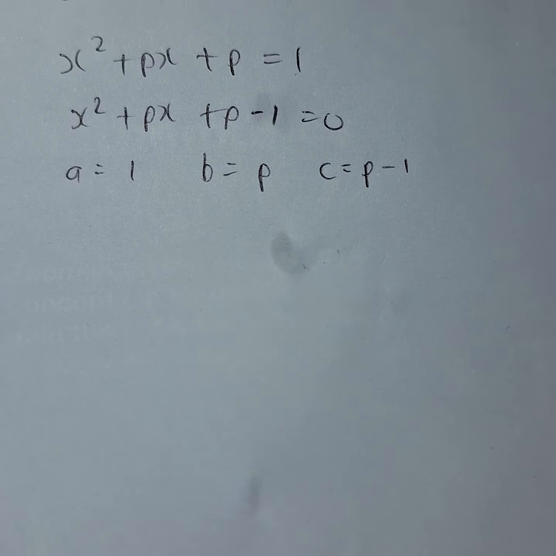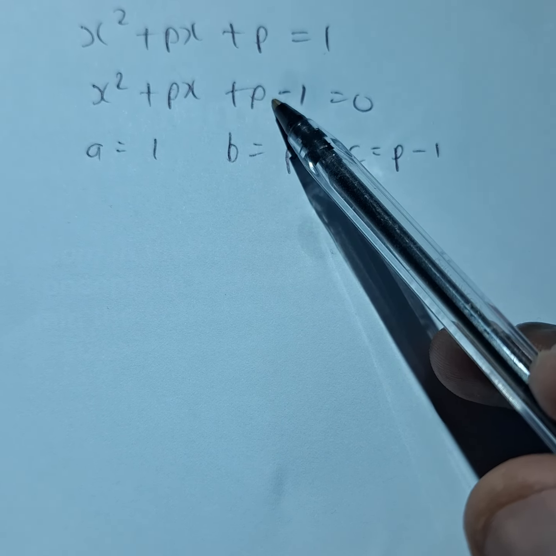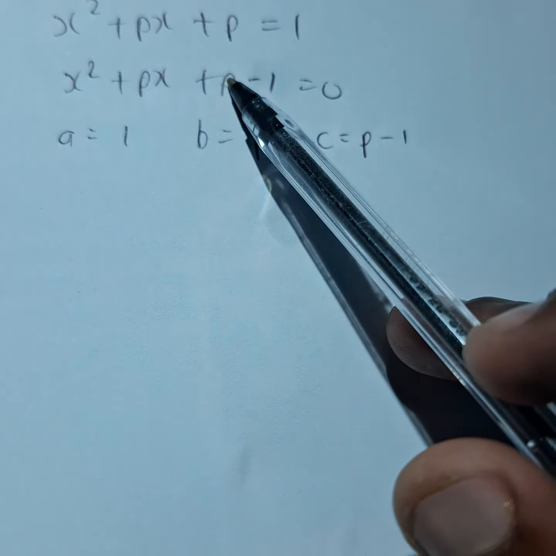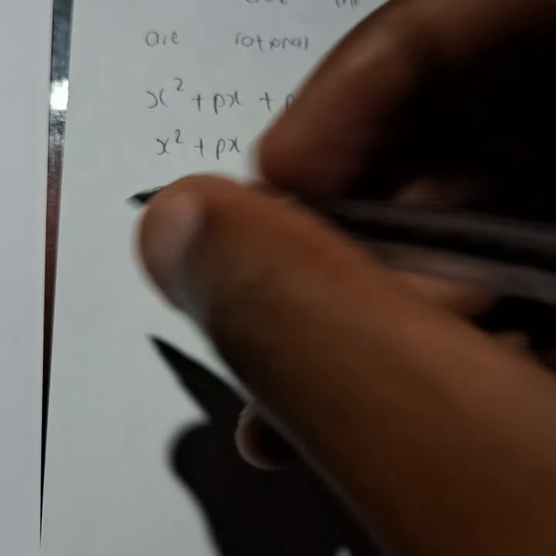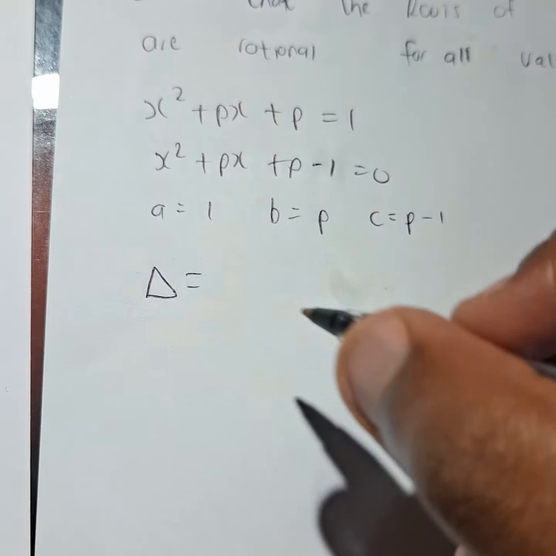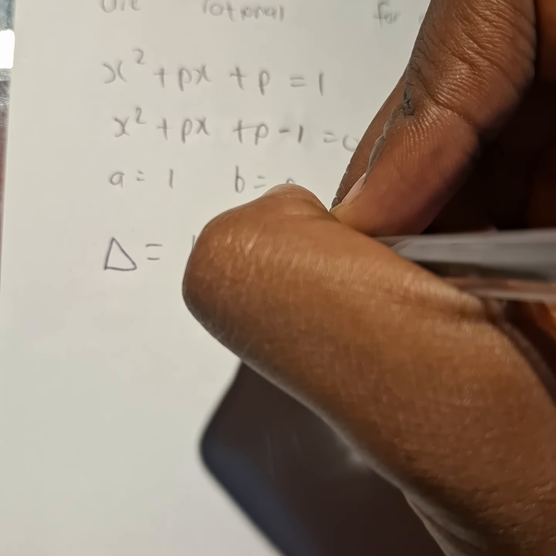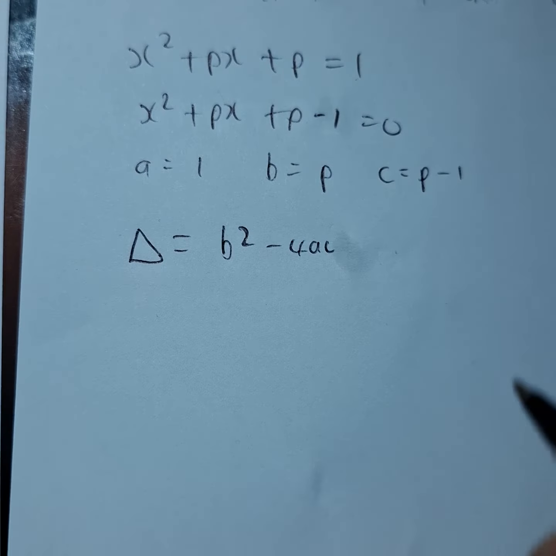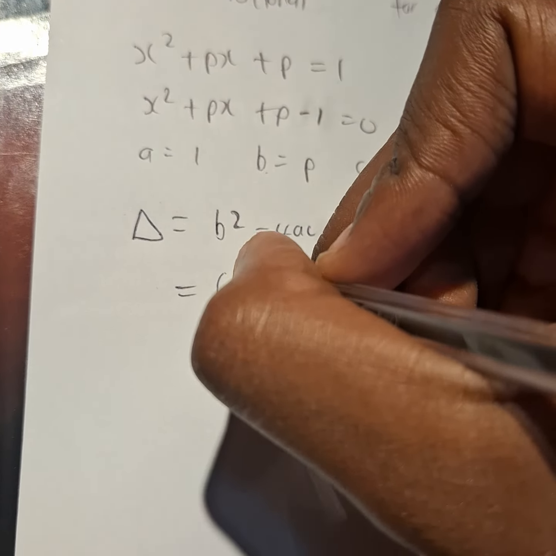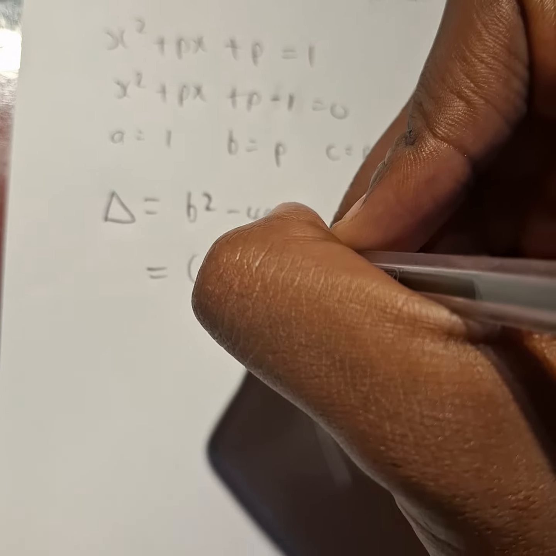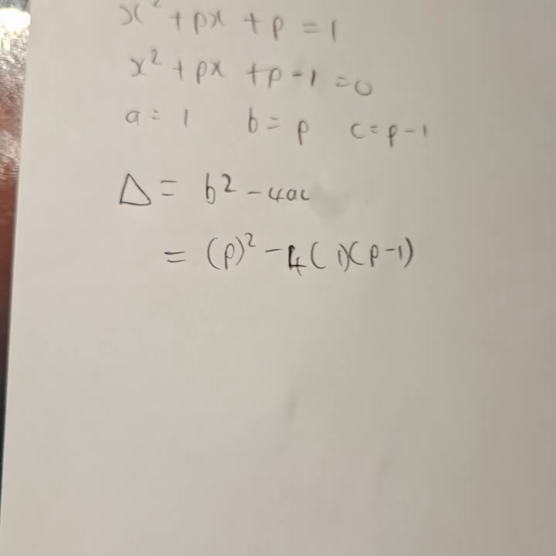Oftentimes we know that our constant is a numerical value, but in this case it is actually an expression with the other variable p, which we are supposed to find the value of. Then the step that follows is we need to write down delta is equal to b squared minus 4ac, which we refer to as the discriminant, equal to, now b, we substitute b is equal to p, so p squared in brackets minus 4a, which is 1, c, which is p minus 1.